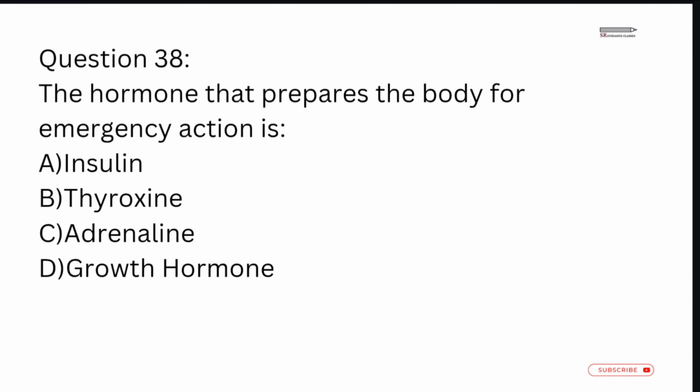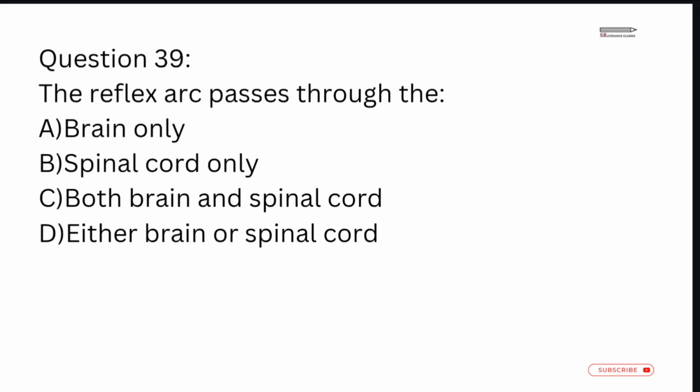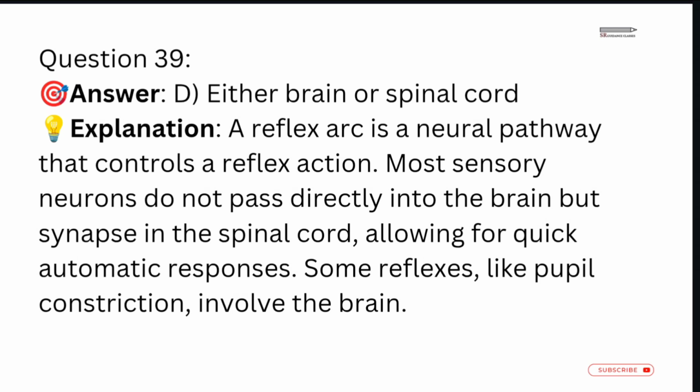The hormone that prepares the body for emergency action is. The correct answer is option C, adrenaline. The reflex arc passes through the. The correct answer is option D, either brain or spinal cord.